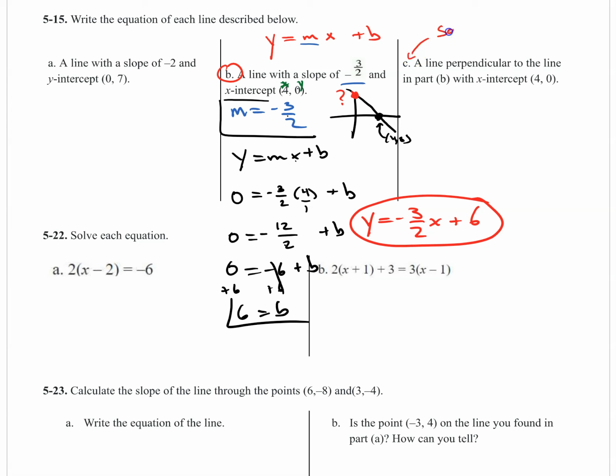Okay, part C is the same, but our slope is perpendicular, which means opposite reciprocal. So if our slope over here is -3/2, to make it a perpendicular slope, you turn it upside down and you change the sign, negative to positive. Okay, so that's our slope. They give you a point, that's an x coordinate and a y coordinate. So take your equation, plug in 3, leave b, write that equation.